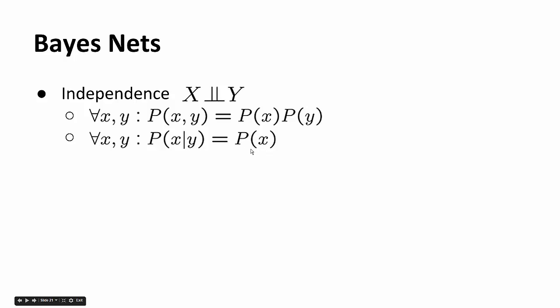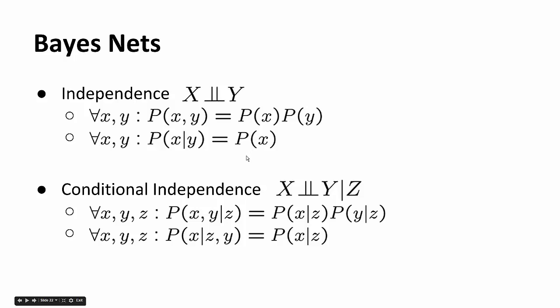We can also have conditional independence, which says that two variables x and y are independent given some variable z. And basically the equations are going to look the same as regular independence, except there's going to be a conditioning on z in every probability table.